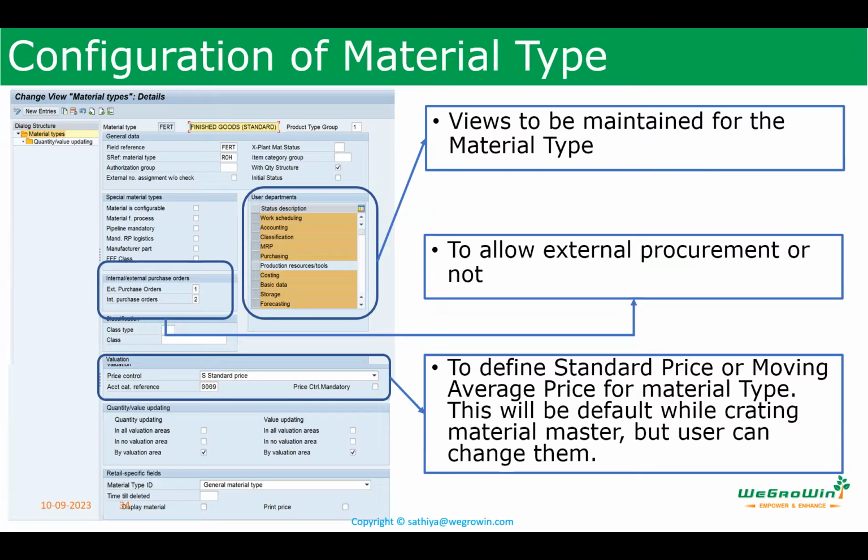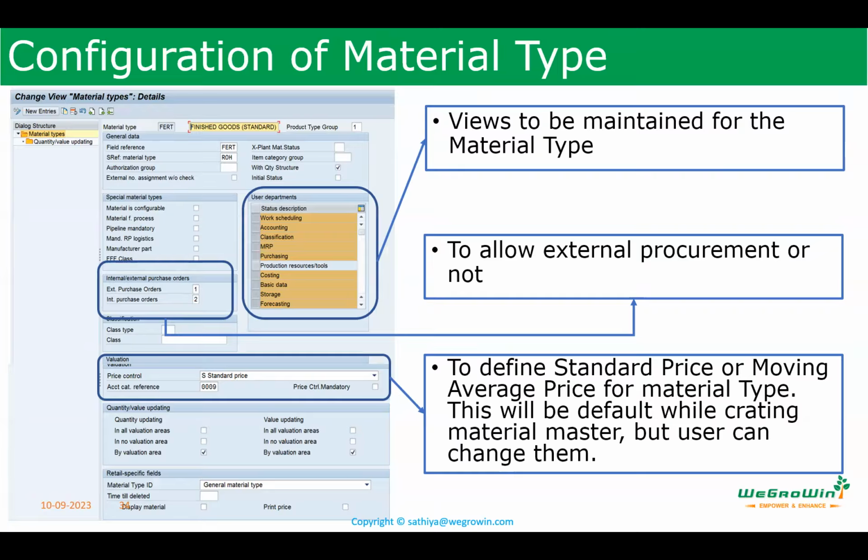Similarly, finished goods. Normally, finished goods you have to produce inside. So many companies, for FERT, will put in-house production only. You will not be able to put the purchase. But it does not mean that finished goods are always produced inside. Sometimes they may purchase also. So that is how they have these settings to allow external procurement or not. And then price control. In the accounting view, we have the standard price or moving average price. Which price we have to follow? These kinds of settings are defined in this material type.